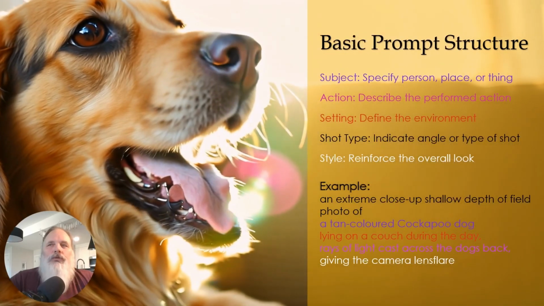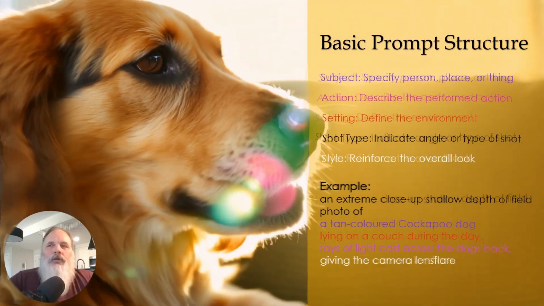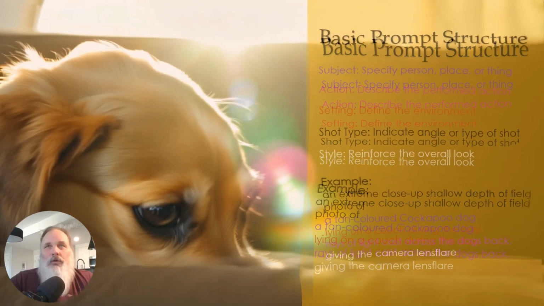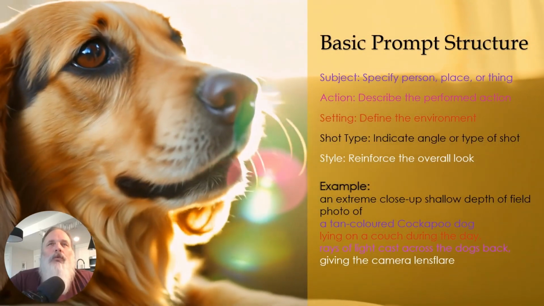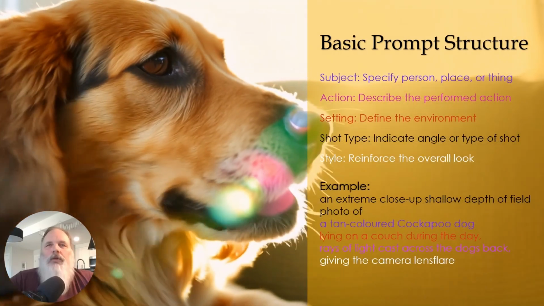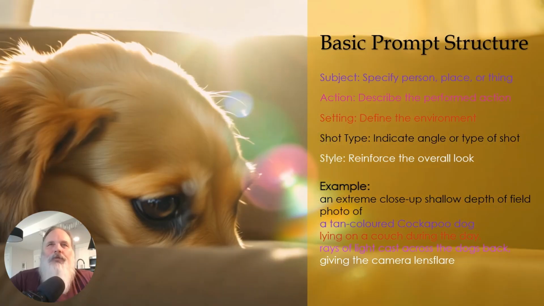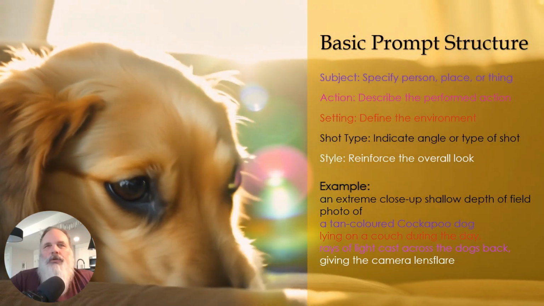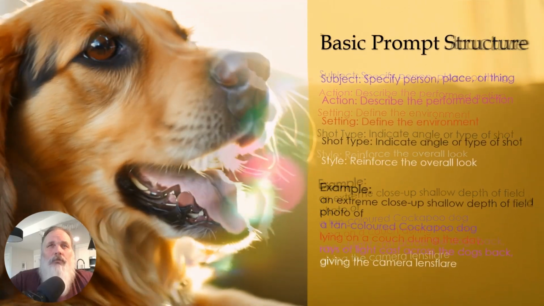The action, so rays of light cast across the dog's back, so we can see that sort of tie in to some action. We're not getting camera movement, for instance, and that's not part of our action. And giving the camera lens flare. So that lens flare is sort of a style choice. It's giving us more of a subtle lighting. I was quite happy with this video.